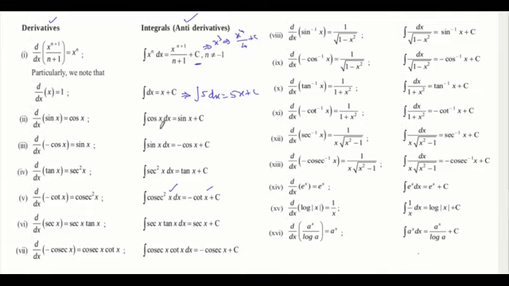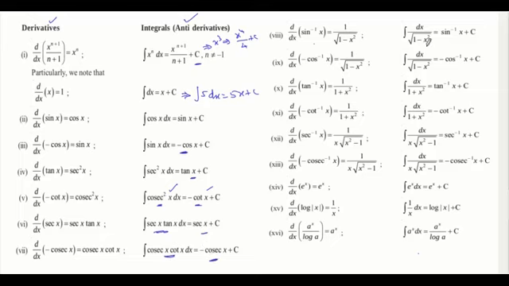Now the integral of cos x is sin x. But the differentiation of cos x is minus sin x. So please do remember, children, you should be able to differentiate that one. The integral of sin x is minus cos x. The integral of secant square x is tan x. Cosecant square x gives minus cot x. Secant x tan x gives secant x. Cosecant x cot x gives minus cosecant x.